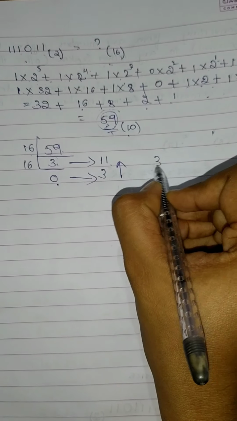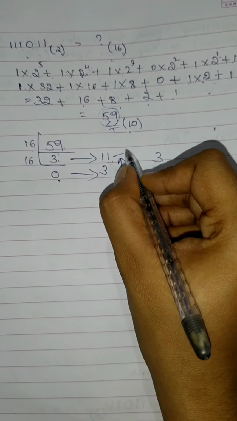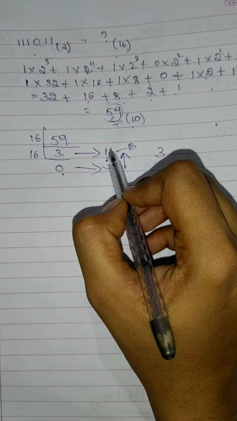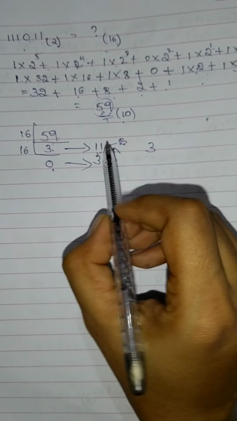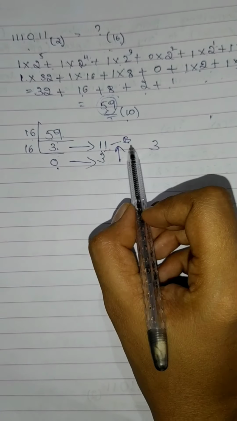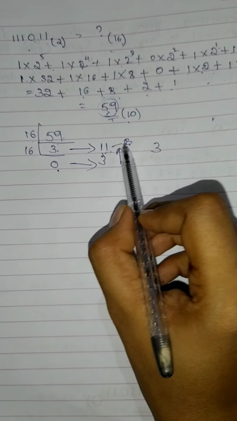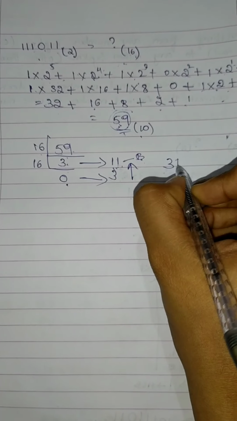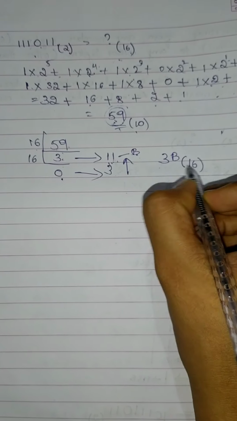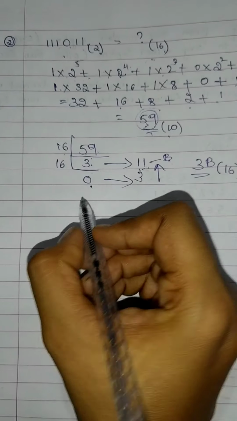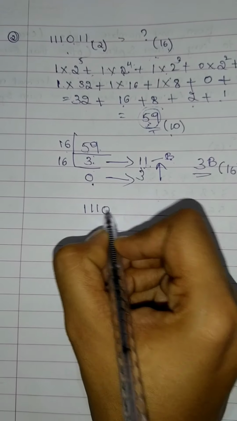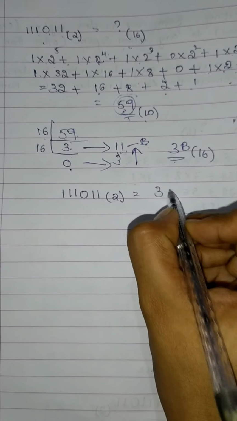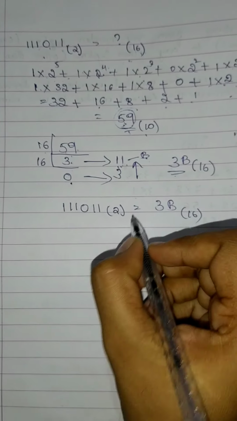So as you all know, 11 is nothing but what? B. The equivalent value in the hexadecimal number system is B. Okay, so if it is A, that will be 10. If it is 11, then that will be B. So what will be the output? 3B of base what? 16. Okay, so the equivalent value of this binary number in hexadecimal is 3B of base 16.